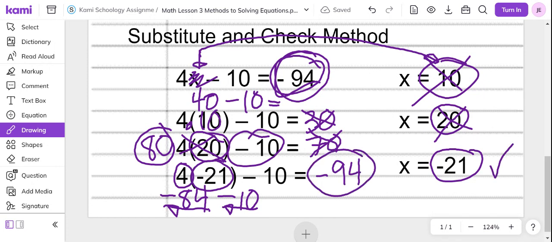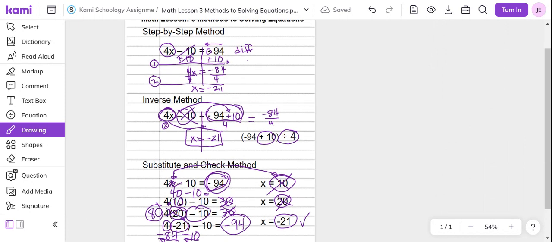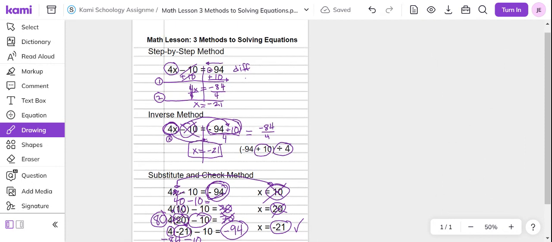So that is the checking. Take a number, put it in there, and see if it works. And that one checks out, negative 21. So let's practice on the review. We are focusing on solving for the variable, finding what number goes in for the variable that makes the equation true. So if you want to pick one of these methods, we are going to focus on the step-by-step method, but the inverse method and substitute and check are other methods that we can use to help us solve.